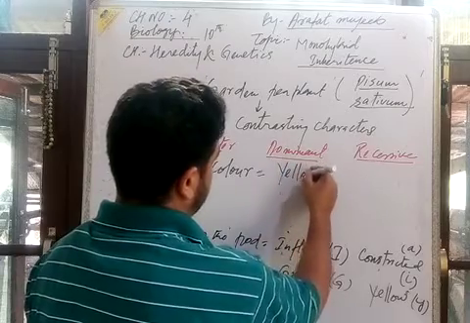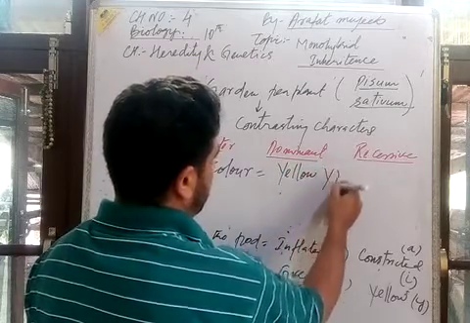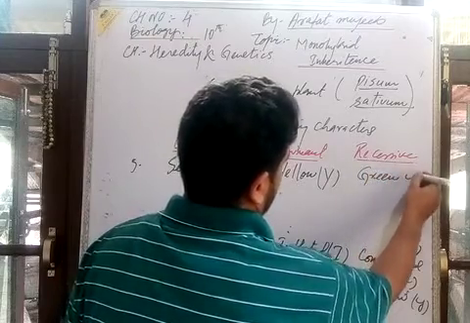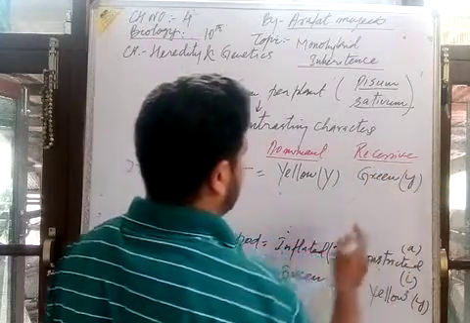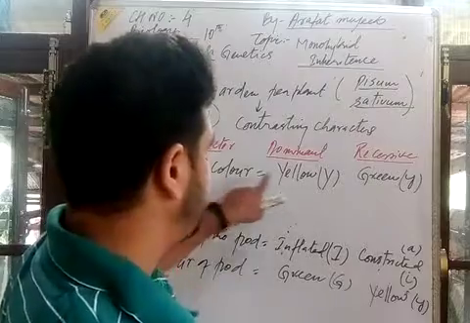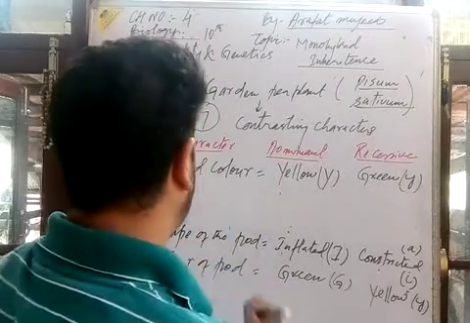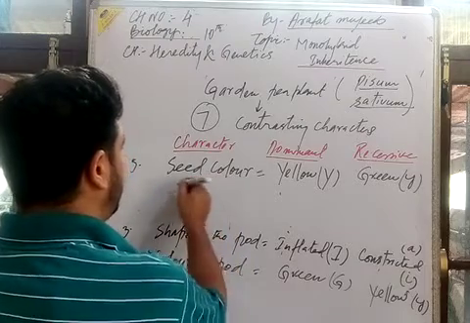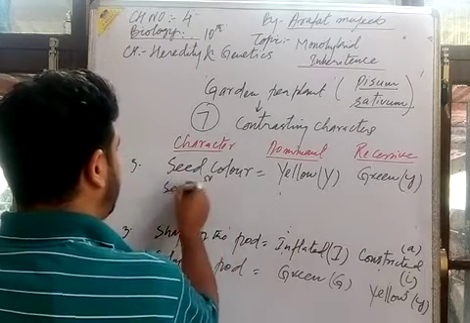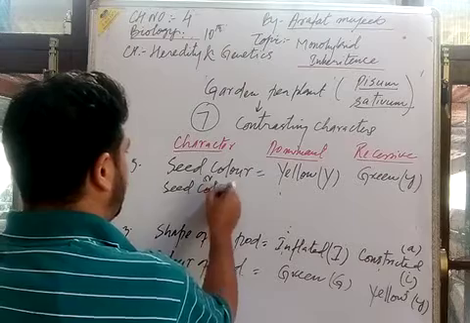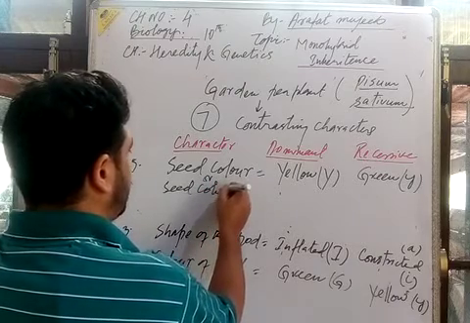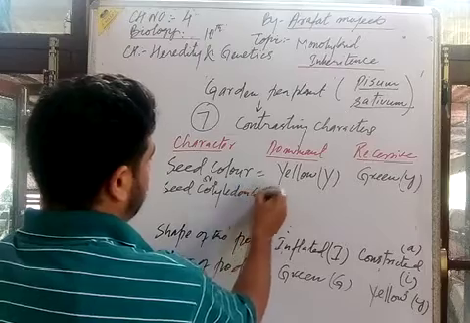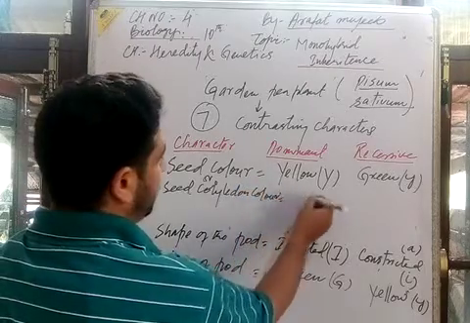Yellow is capital Y, and green is small y. That means yellow color seed is the dominant character. Sometimes we write the seed color as the seed cotyledon color, that is, yellow or green.